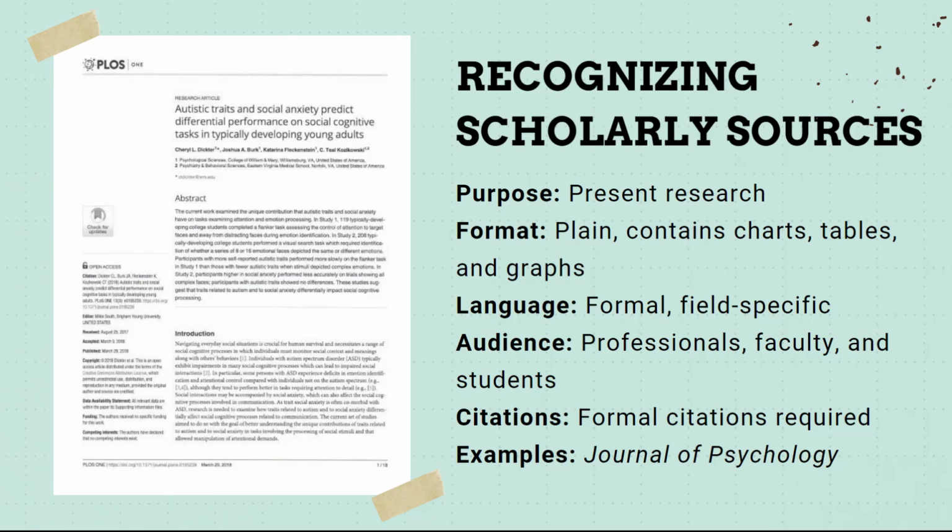So how can you recognize a scholarly source? Scholarly sources are made to present current research. They usually consist of plain text and often contain charts, labels, and graphs. They are written in formal language and often contain field-specific terms. Their target audience is more for professionals, faculty, and students in the field, and they will always include formal citations. One example is the Journal of Psychology.